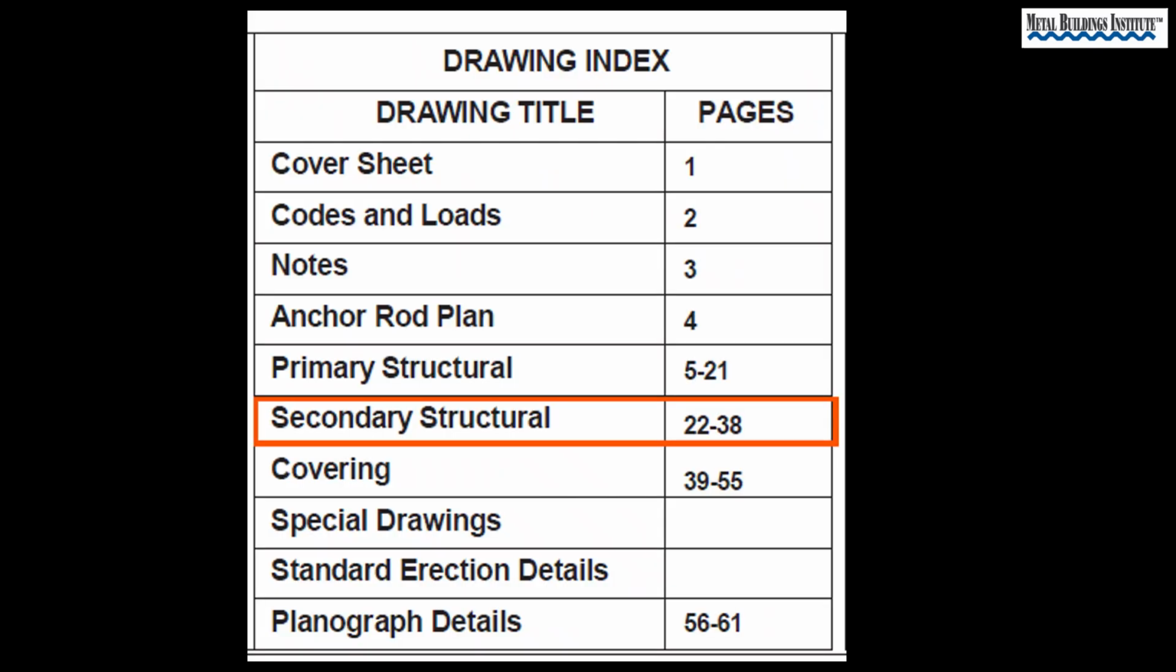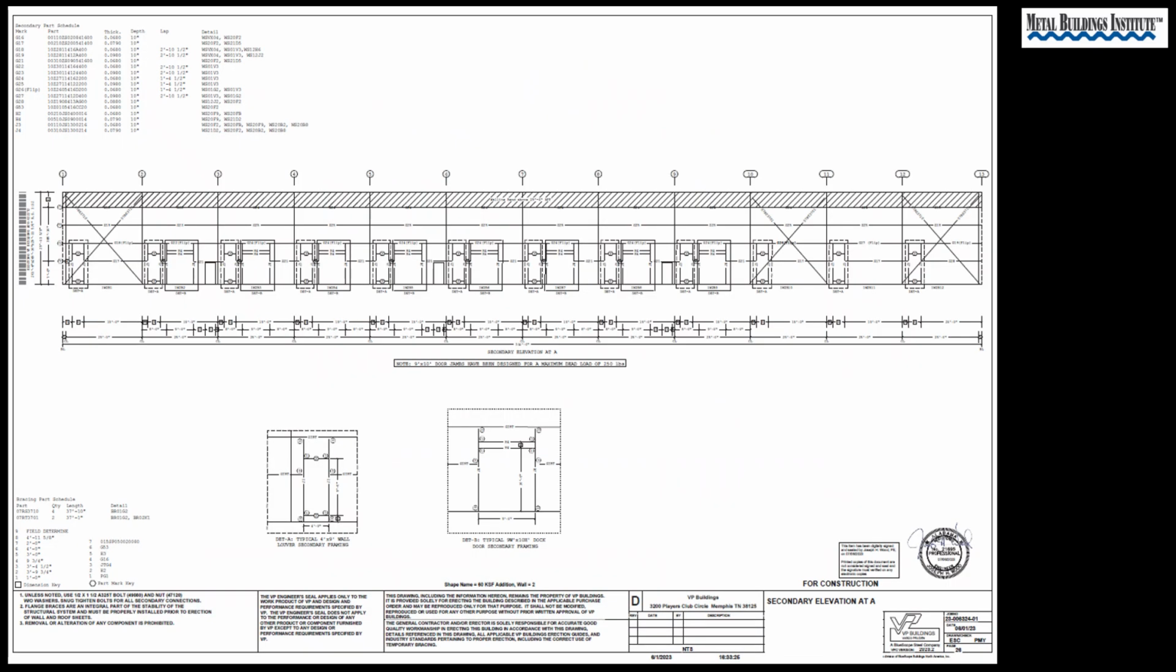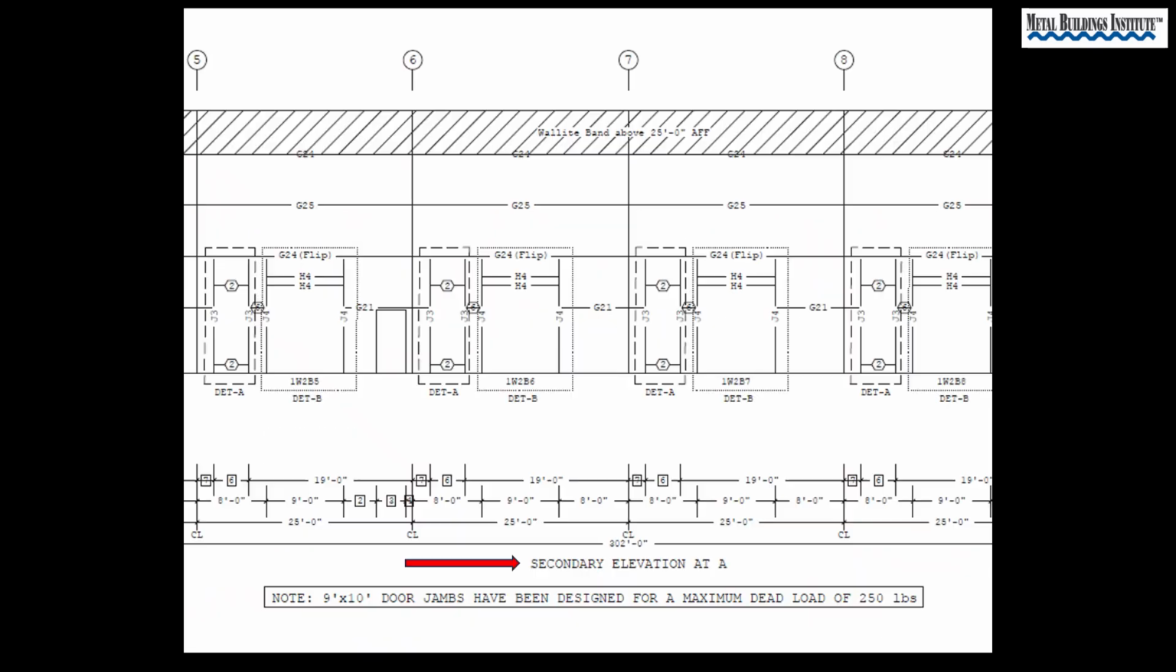We will find the information we need for the framed openings on the secondary drawings, so we can use the drawing index to know that we can skip ahead to sheet 22. The secondary elevation drawing has plenty of framed openings on it. Let's see if we can get it oriented so we see which direction we're laying out from. As we can see in the center of this page, this is line A. It's more clear if we take a closer look.